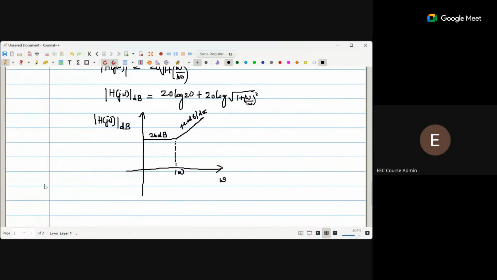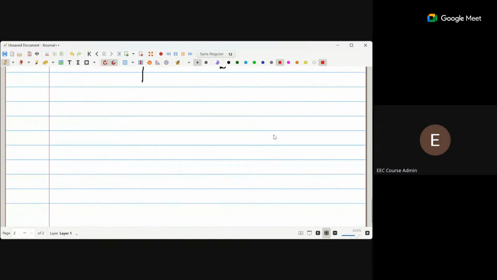Okay, so this will be the key idea for doing other numericals where we have both zeros and poles in the transfer function. So zero, let me just take the sample.